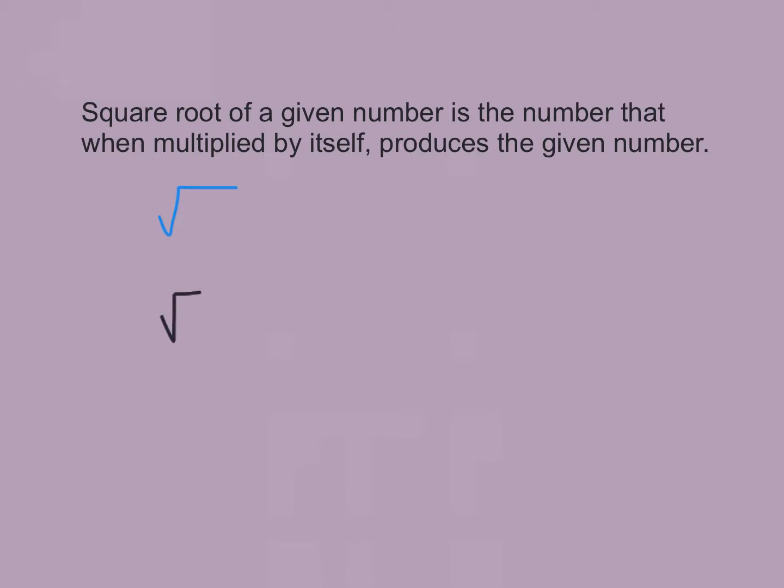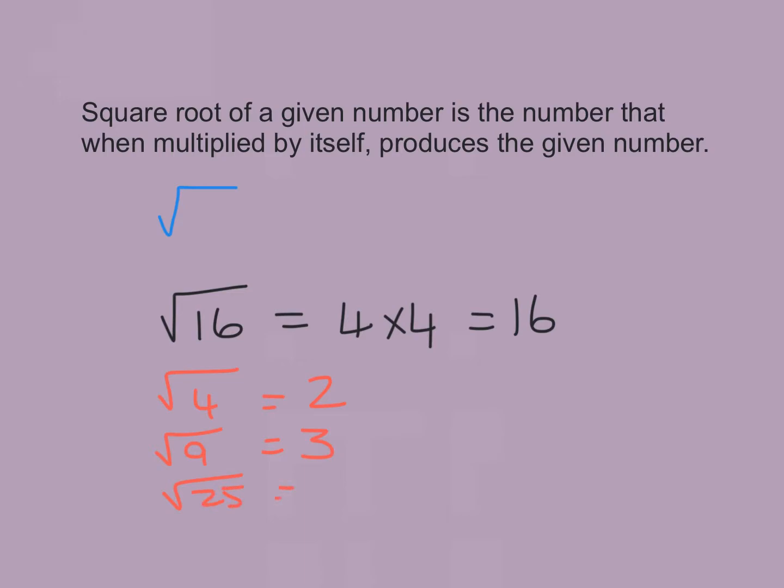So for example, if we wanted to find the square root of 16, we would have to work out what same number multiplied by the same number will give me 16. Well, I know my times tables, so I know that 4 multiplied by 4 is going to give me 16. So therefore, 4 is the square root of 16. Some other common square roots: the square root of 4, obviously, is 2. The square root of 9 is 3. And the square root of 25 is 5.